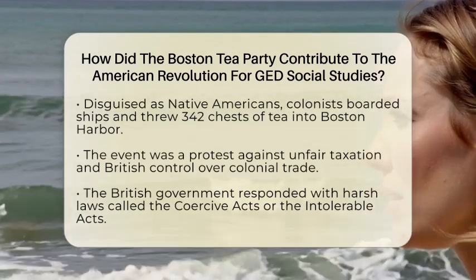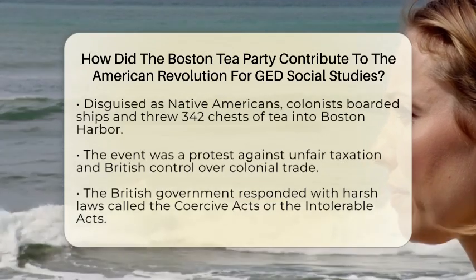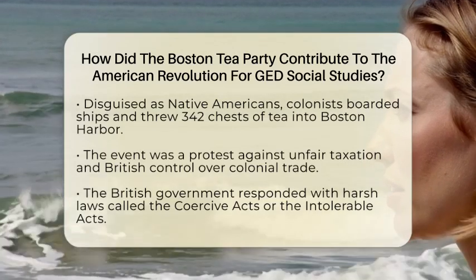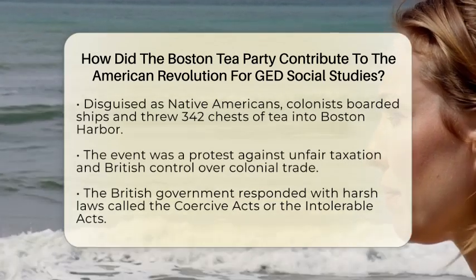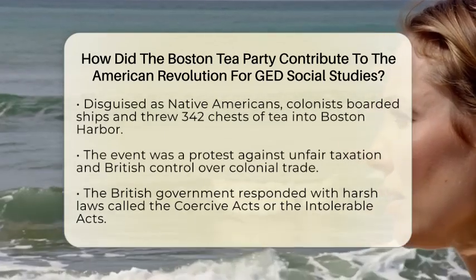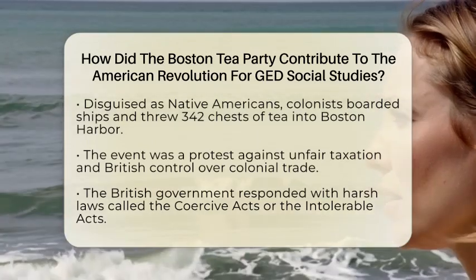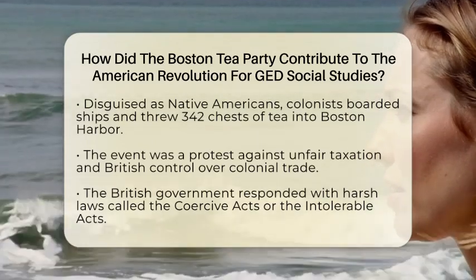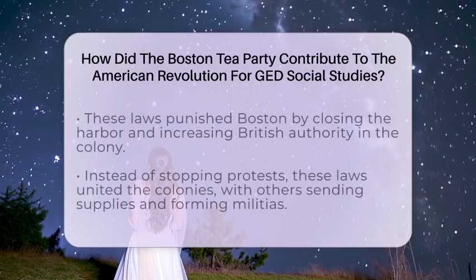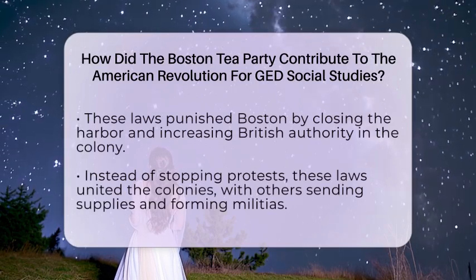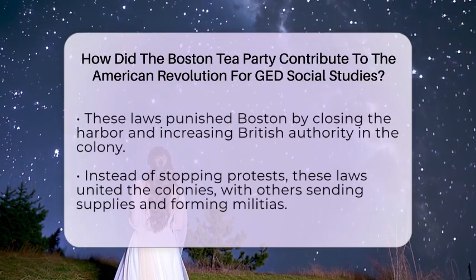So, a group of colonists disguised as Native Americans snuck onto ships in Boston Harbor and dumped 342 chests of tea into the water. This act was a protest against unfair taxes and British control. The British government was furious and responded with harsh laws called the Coercive Acts, or the Intolerable Acts. These laws punished Boston by closing the harbor and increasing British control over the colony.